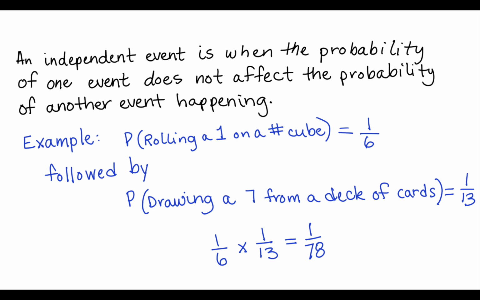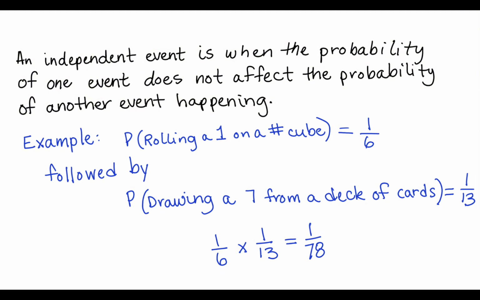So for example, the probability of rolling a 1 on a number cube that has 6 sides is equal to 1/6, followed by the probability of drawing a 7 from a standard deck of cards. That's the probability of 1/13, since there are 4 sevens out of 52 cards in a standard deck. I take the two probabilities, and then to find the compound probability, I multiply them.